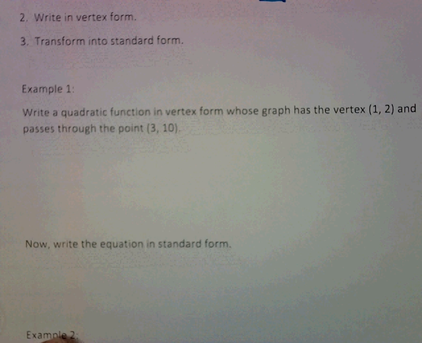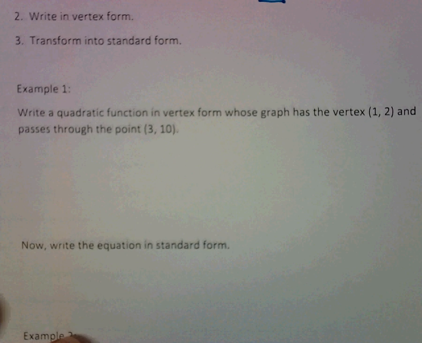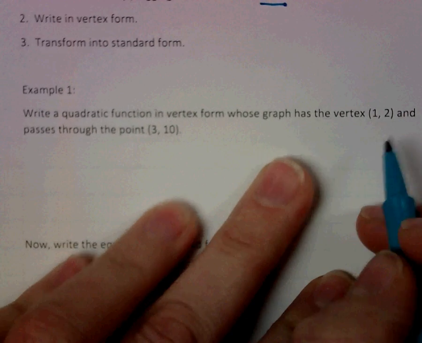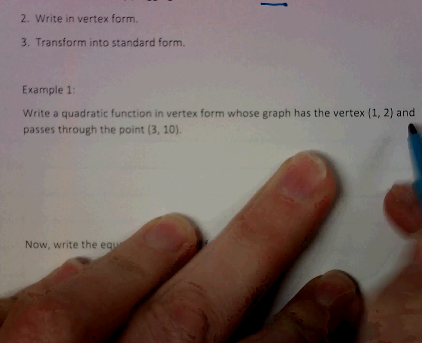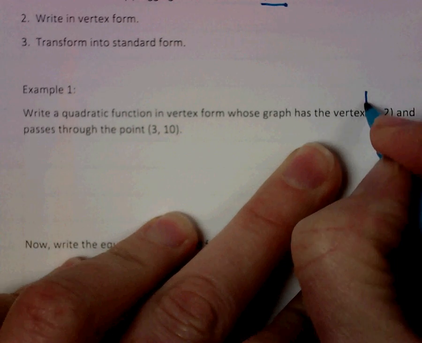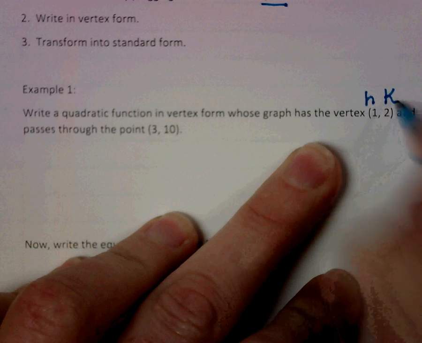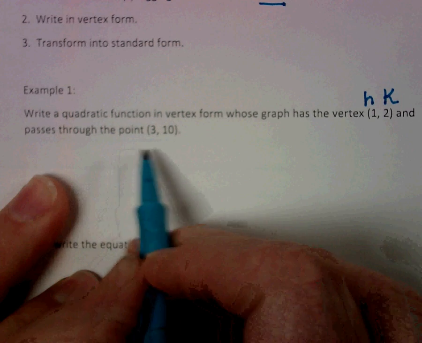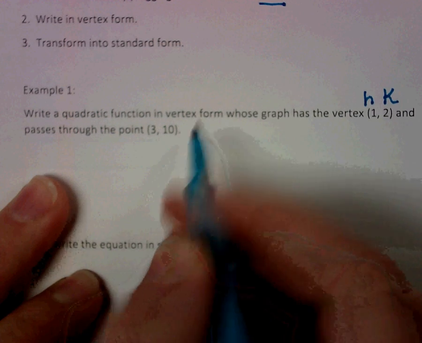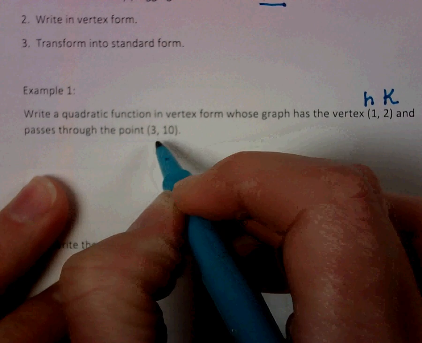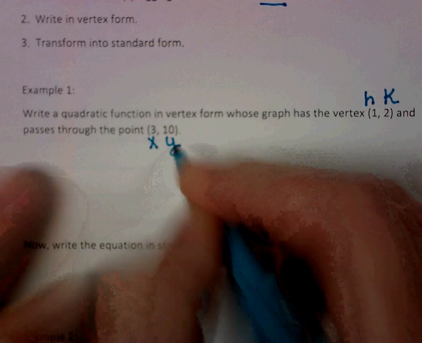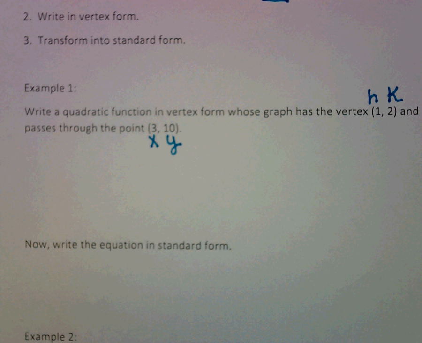So in the first example that I gave you, it says write a quadratic function in vertex form whose graph has the vertex of (1, 2). And so just to be helpful, because I know I get confused too, I'm going to immediately label this h, k. And passes through the point (3, 10). Well, (3, 10), that's our point we're going to use, and I'm going to label this x, y because that's where we're going to plug it in to our vertex form formula.